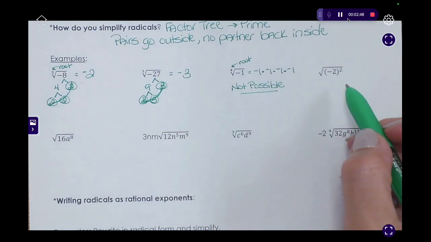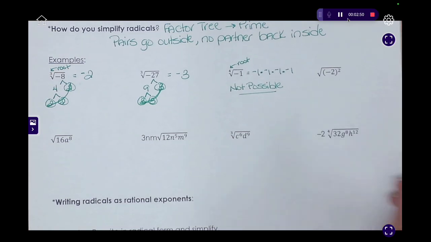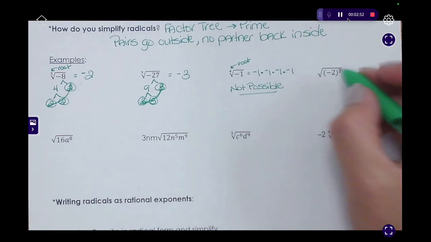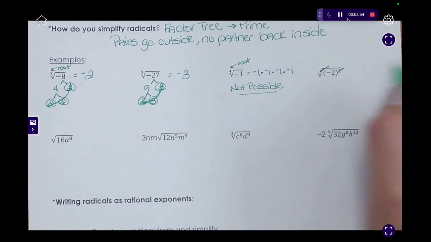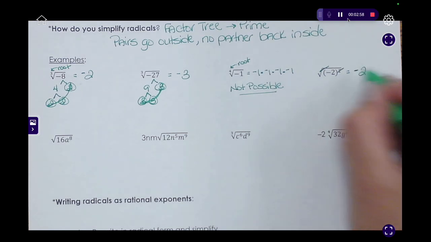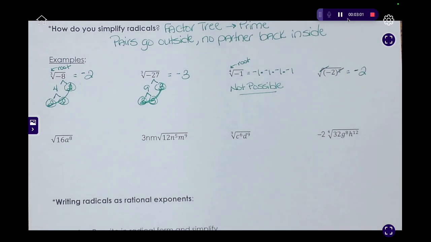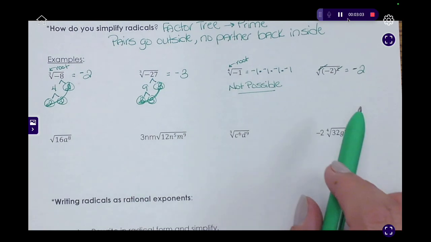All right, and then here we can simplify this one. Now remember, if I'm squaring something and square rooting, those are opposites of each other, so those would actually cancel out and just leave me with a -2. So that would be the -2 right there, because again, the squared is going to cancel out. So that's some stuff that we've already looked at.